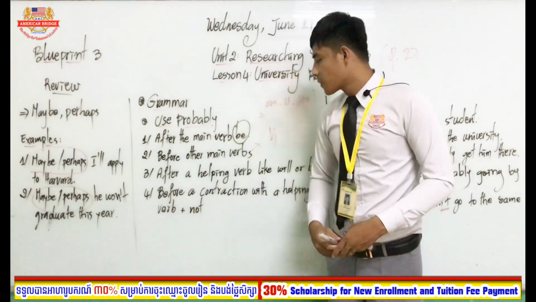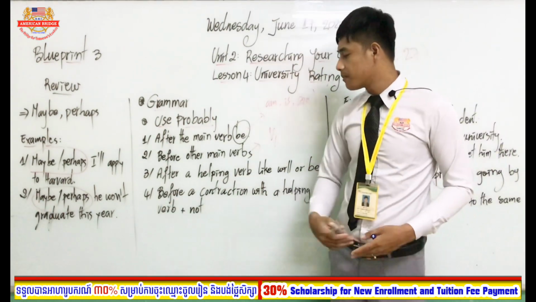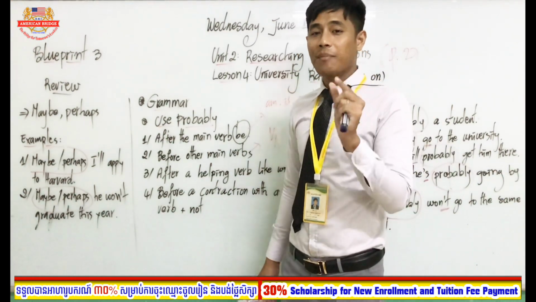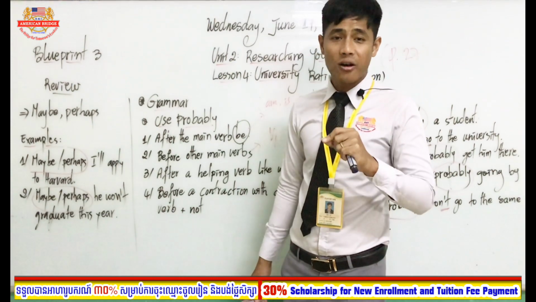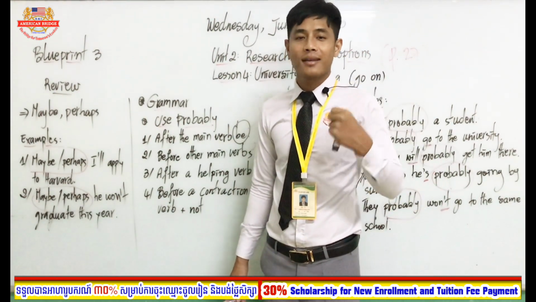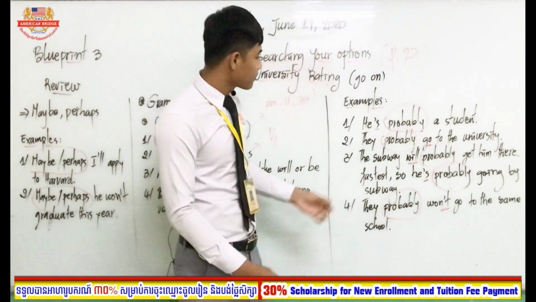Number 4, before a contraction with a helping verb plus not. It means before a helping verb plus not, right? You will see in the example, then you will get clear with this. Okay, now let's see the example all together, everyone.